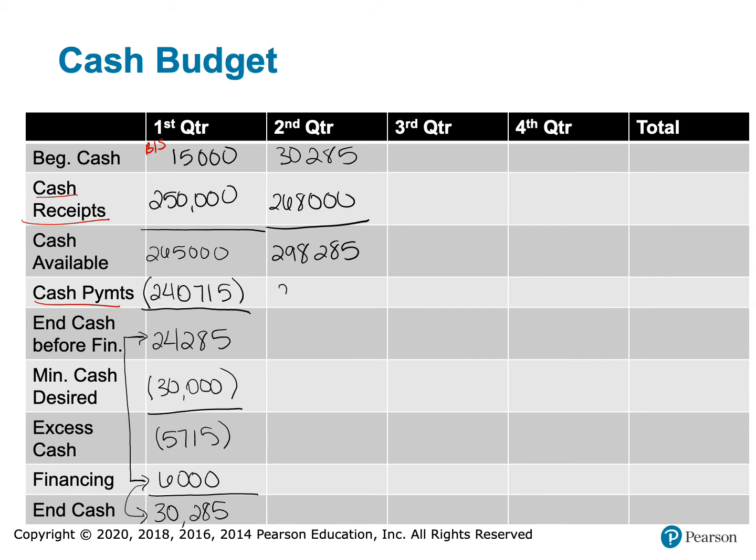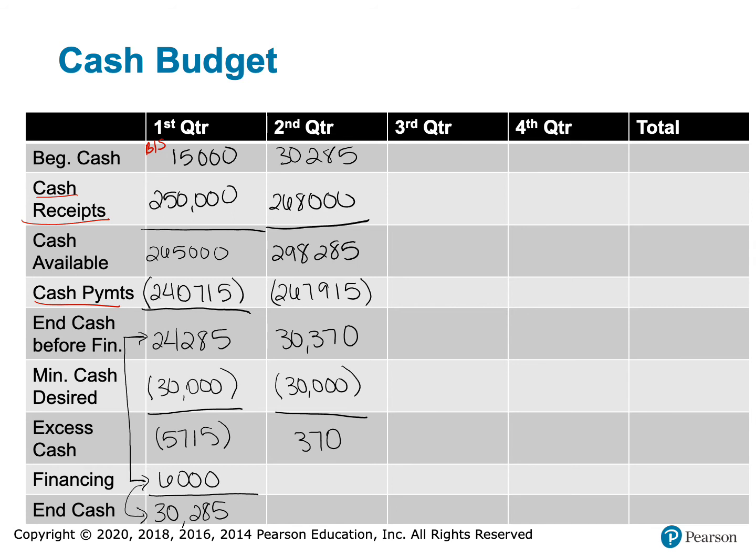$267,915, I believe, was our number. So when I subtract that out, 298,285 minus the 267,915, I get that I'm going to have ending cash before financing of 30,370. So the good news is that I'm over that minimum threshold of $30,000. So I don't have to borrow any money. I have an extra $370.